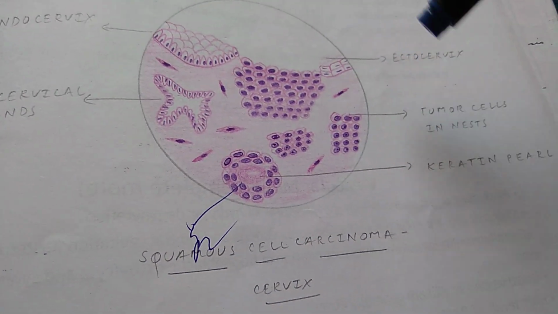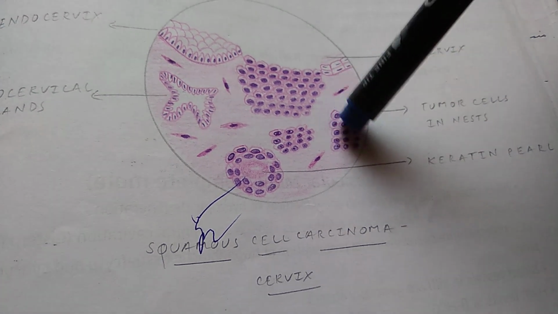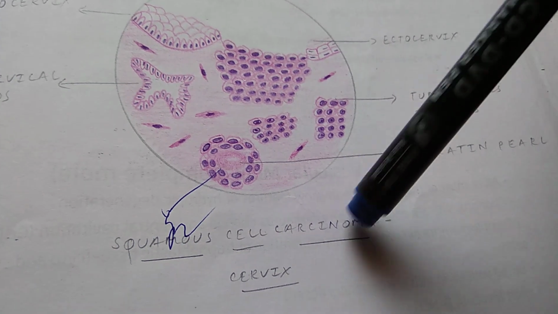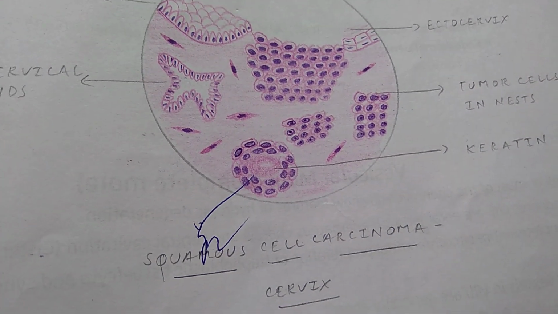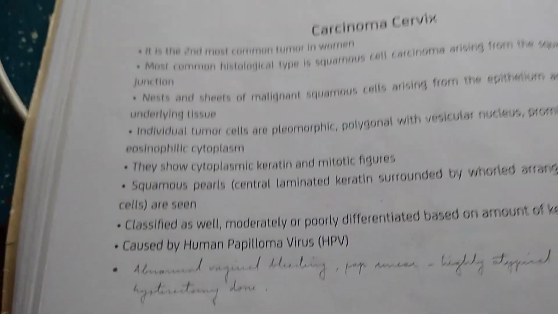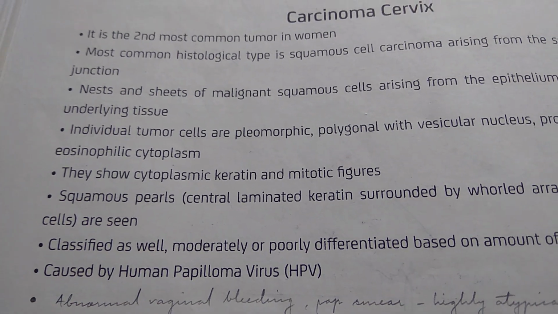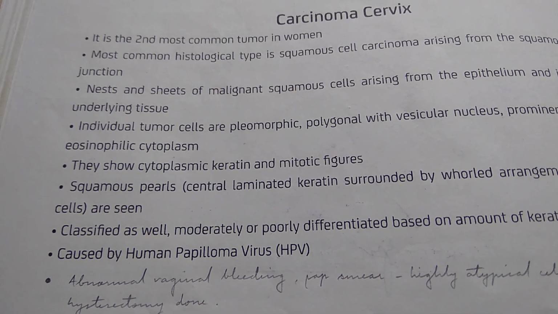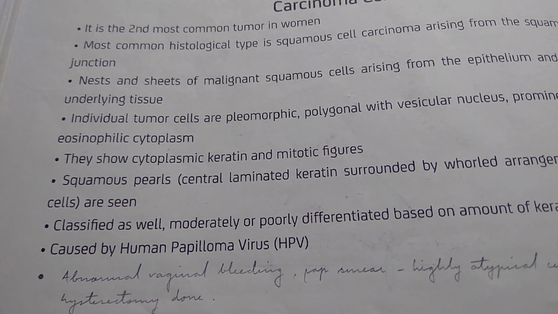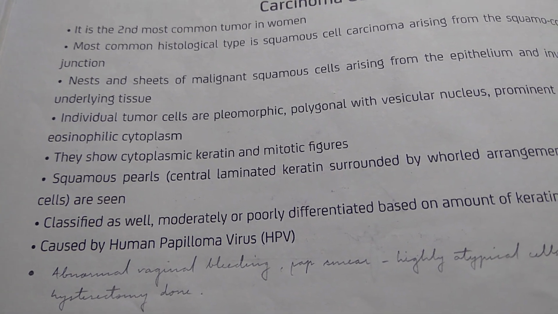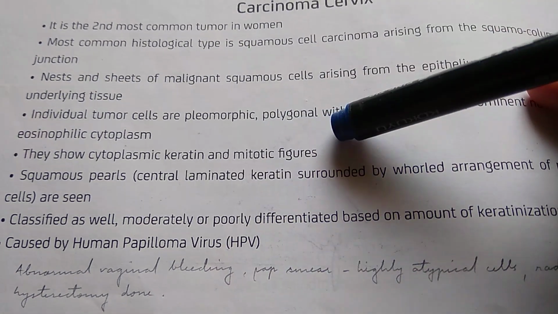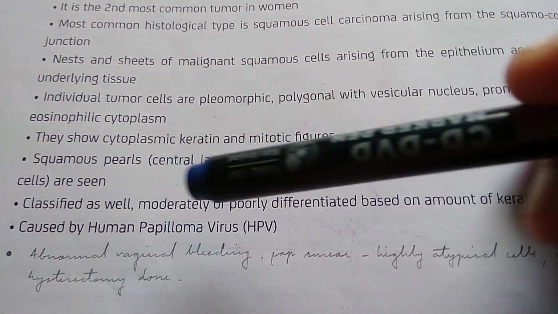And in the ectocervix, tumor cells in nests. You have tumor cells in nests. You have keratin pearls. Squamous cell carcinoma typically you will have keratin pearls, isn't it? So this is the second most common tumor in women. Squamous cell carcinoma is the most common histological type. You will see nests and sheets of malignant squamous cells. Individual tumor cells are pleomorphic, polygonal, with vesicular nucleus. Guys, focus. Keratin and mitotic figures, squamous pearls.